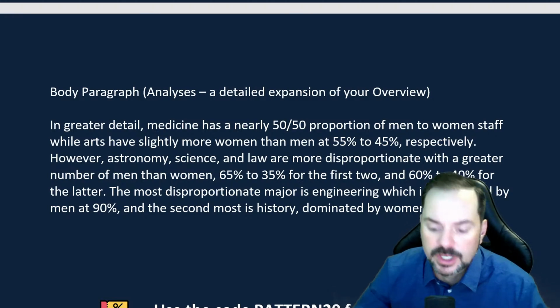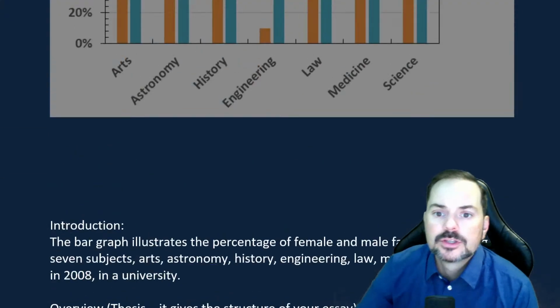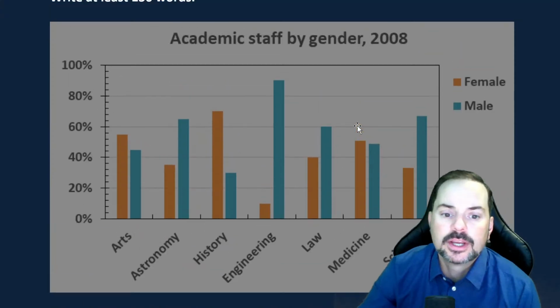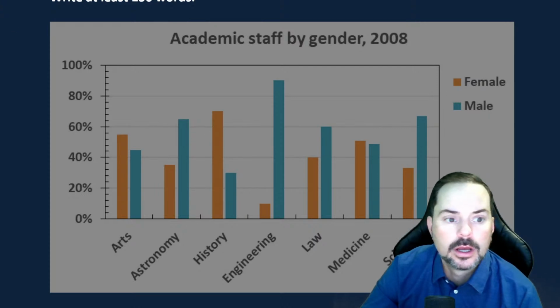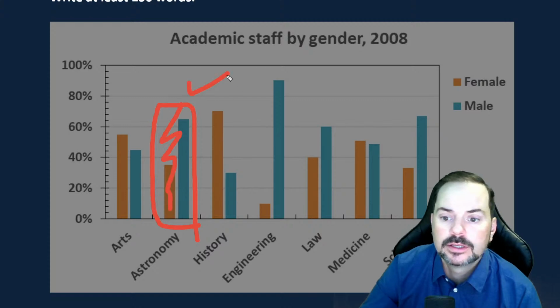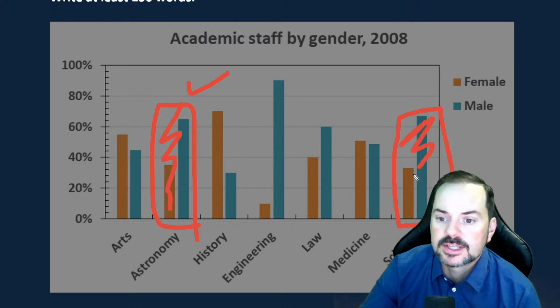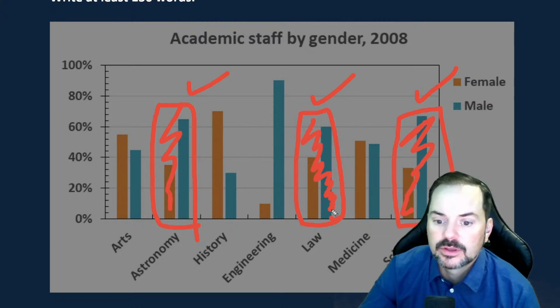Okay, so let me show you what I just did there, all right? So basically what I did here is I reported on astronomy. Check, that was done. I compared that with science, which was the same proportion. Check, that was done. As well, I grouped that with law, which was a very close, similar kind of distribution. Check, that was done. Okay, we already did arts and medicine, of course.